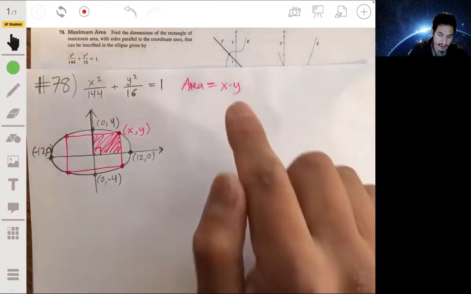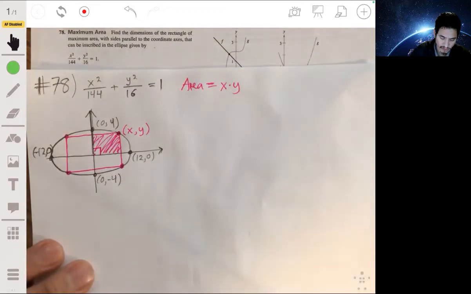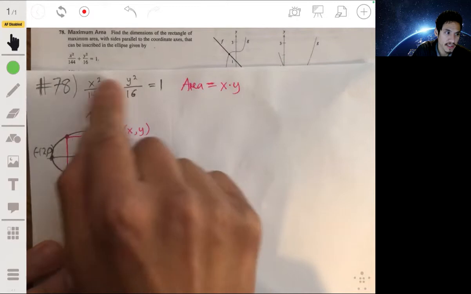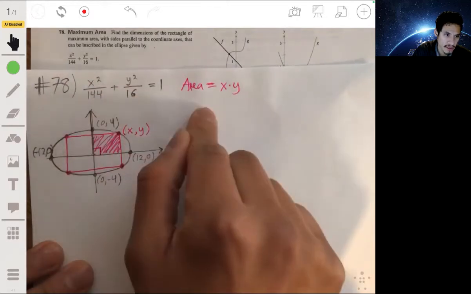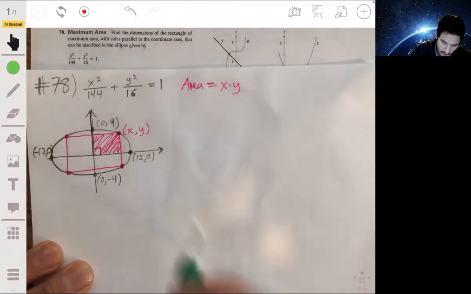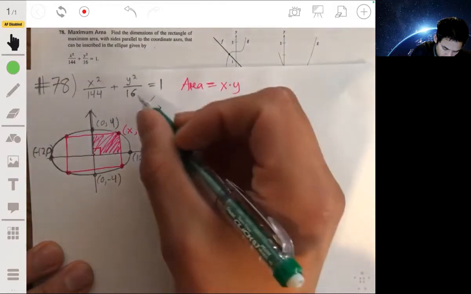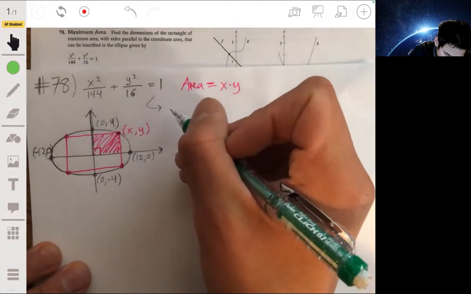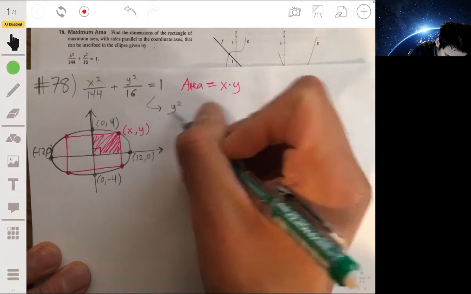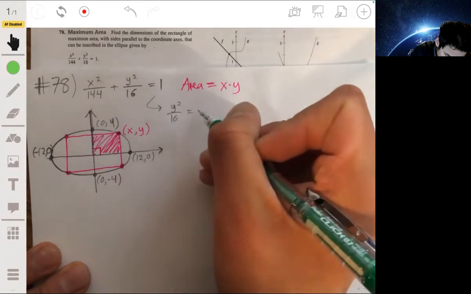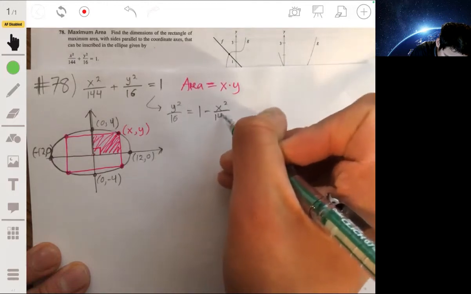But first we need to write area in terms of just one variable, so let's write it in terms of just x. For that, we're going to rewrite this equation in terms of y, and then substitute it into here. So doing our algebra, solving this for y, subtracting, we'll get y squared over 16 equals 1 minus x squared over 144.